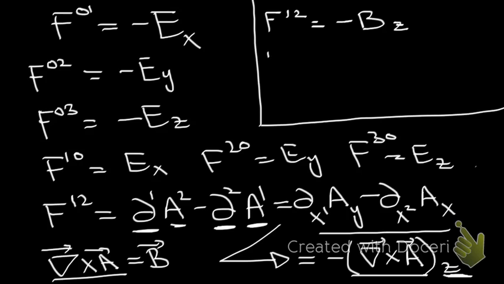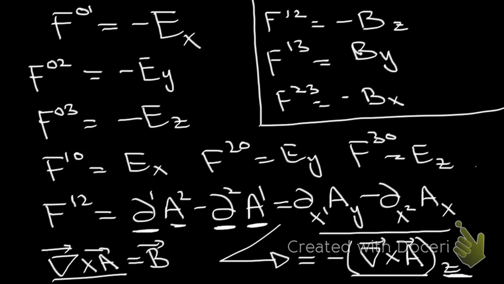And so likewise you could compute F13 and F23, right? So what would those be? Those would be F13 would be your BY and F23 would be your negative BX. So you could do this as an exercise. You would follow the same procedure that I followed for computing F12, right? And you would go on and compute F13 and F23.